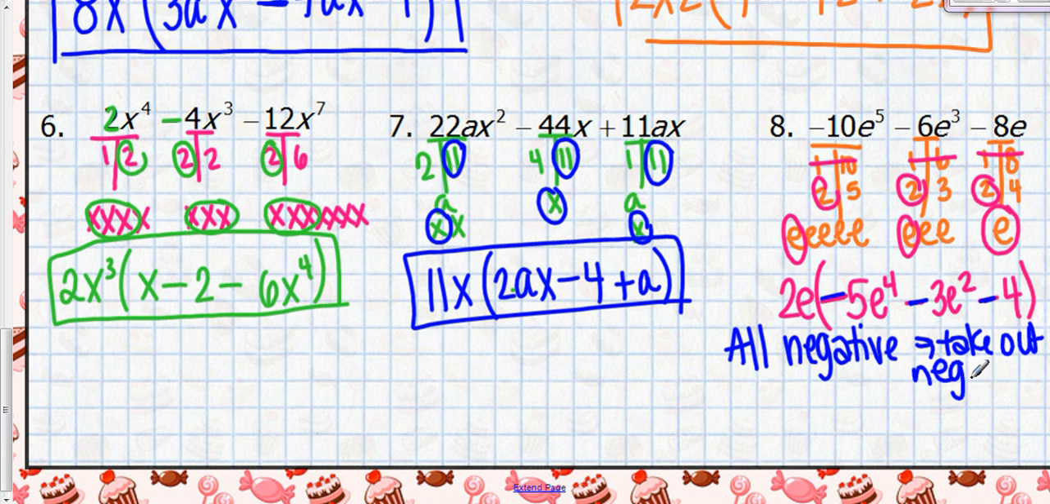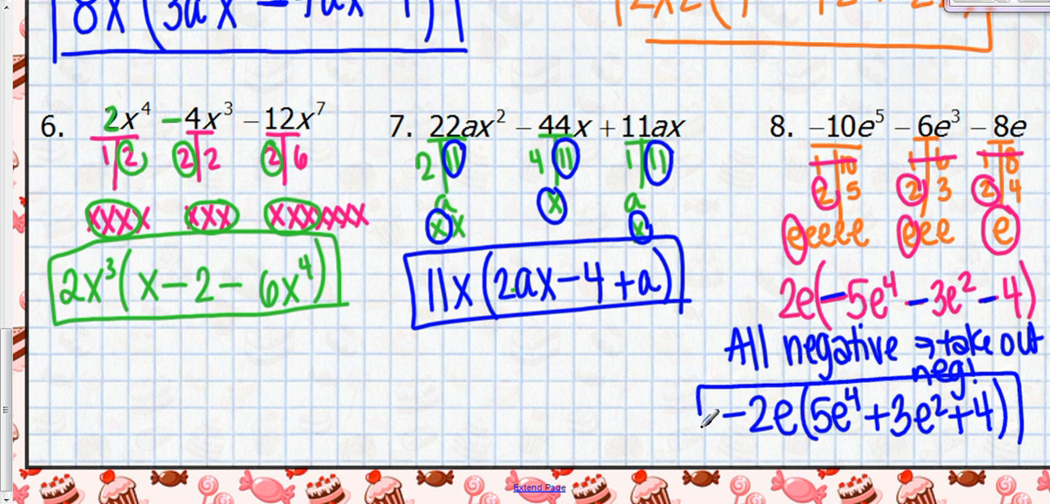So if every single thing is negative inside your parentheses, take out a negative. Or really what you can do is change all your signs. So you would say instead of having positive 2e, it'd be negative 2e. Instead of being negative 5e to the 4, it'd be positive 5e to the 4. Same thing, this will turn into a positive, and this last 4 will turn into a positive. So that would give you your final answer. So that's just being kind of nitpicky. Being completely factored is going to mean taking out that negative as well.